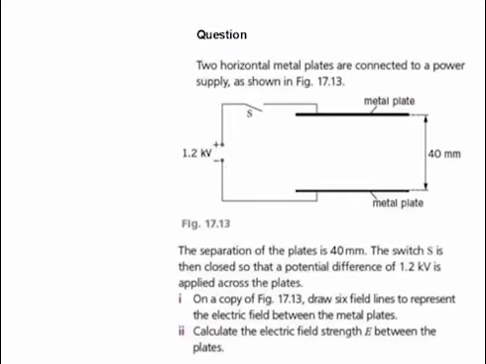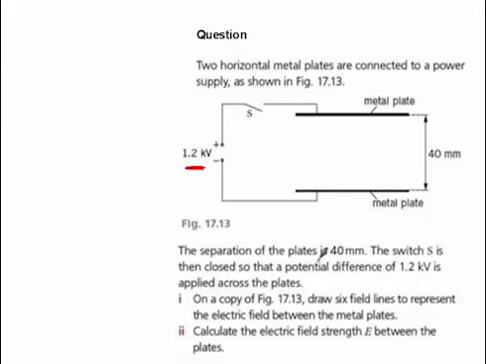Now, here is a question. 2 horizontal metal plates, here a plate, another plate, are connected to a power supply. This is a power supply and it has 1.2 kilovolt. This means that this is the potential difference between this point and this point. Again, the potential difference here is the energy needed to take a charge from a point to another point. So it will be energy per unit charge. This is giving us the potential difference.